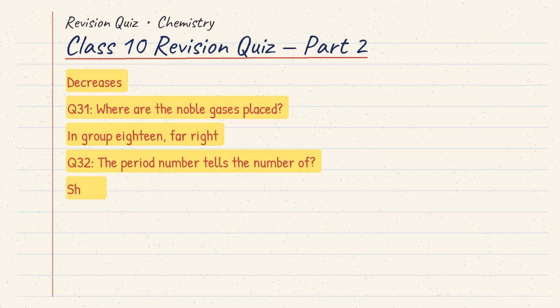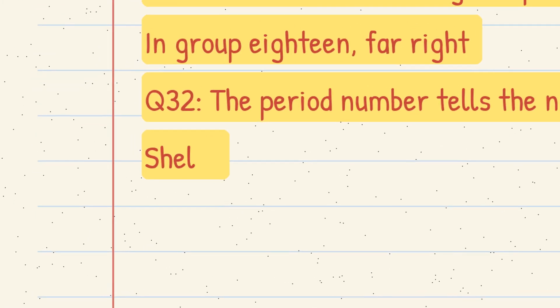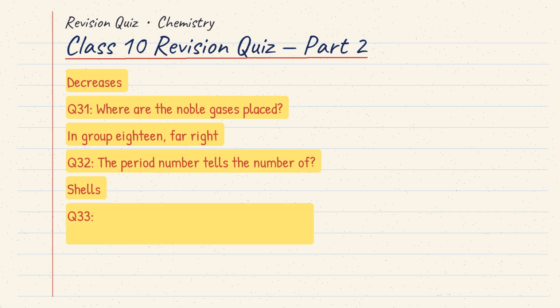The answer is shells. In the atom. Question 33. Which kind of metals are found free in nature?